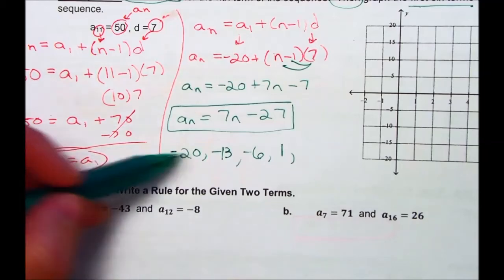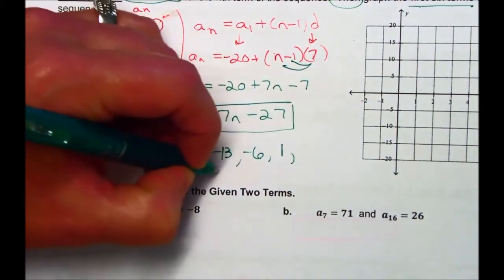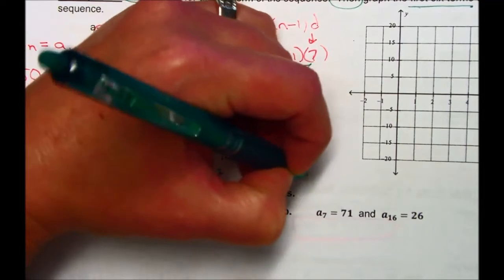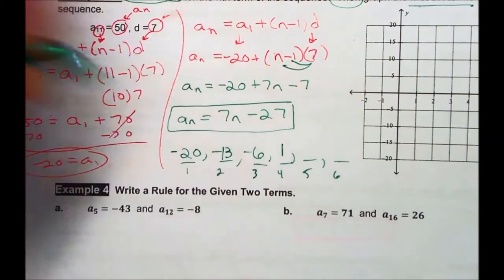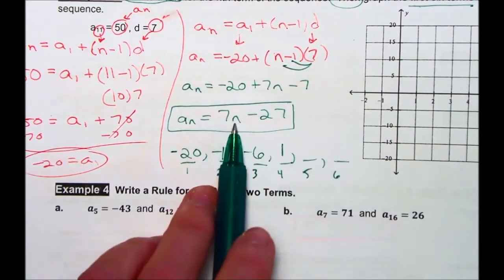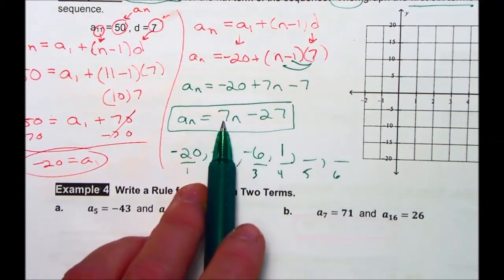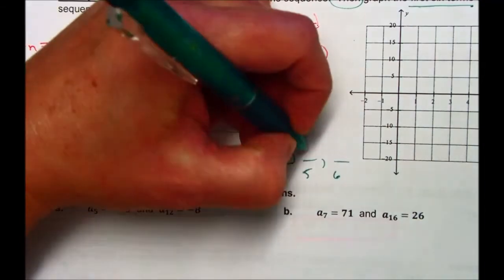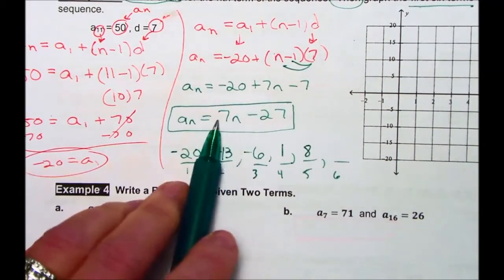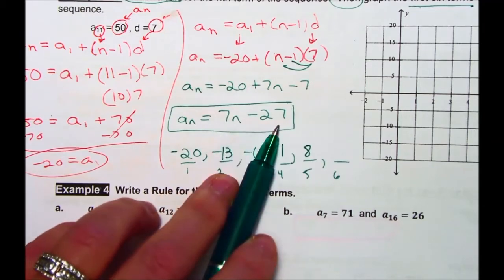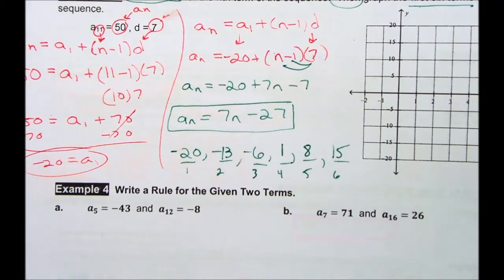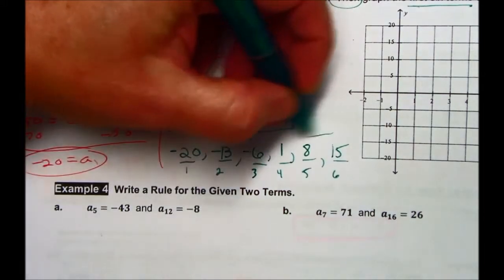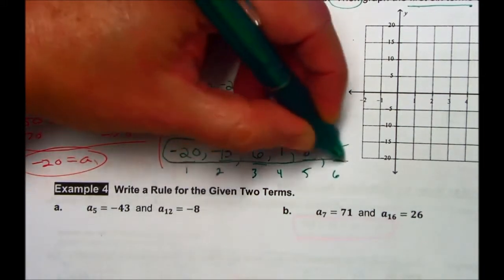So that's your first, second, third, fourth, fifth, and sixth. We have to find 6 terms. The fifth term, again, plug it in. 5 times 7 is 35, minus 27 is 8. And then 6 times 7 is 42, minus 27 is 15. All right, so now that we've got our first 6 terms, these are the numbers in our sequence.